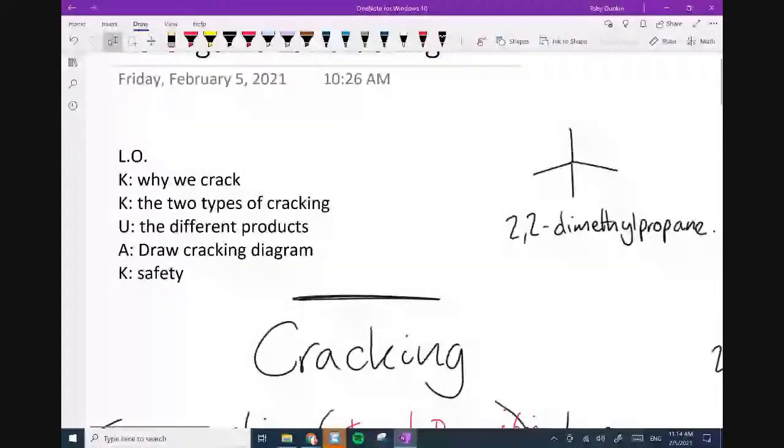Anyway, so... Why we crack? Done. Types of cracking? Done. Different products? Done. Cracking diagram? No. So at this point, I'm just going to show you the diagram. You guys will hopefully remember this. The cracking practical, we can do this, by the way. The other class did it with Mr. Ford. So here is the picture. You probably remember seeing this last year.